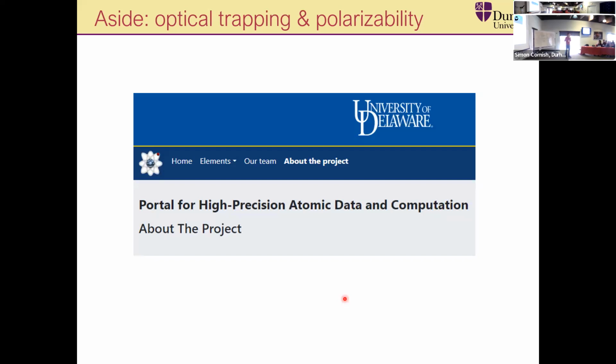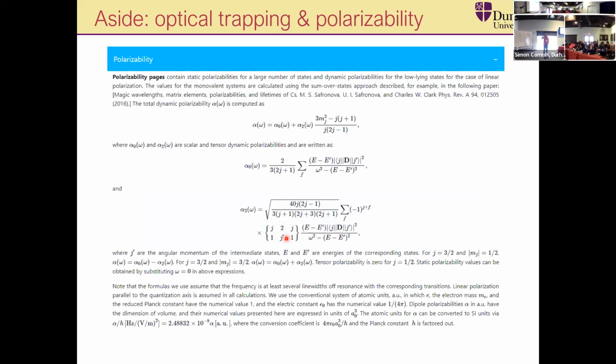If you've not come across this, I want to point people to this. Many people have seen it. It's a nice portal for high precision atomic data and computation. Safronova is behind this, one of the authors. It will explain the polarizability, and they've got notes on polarizability. What you see from this formula is that each transition in the atom contributes to the polarizability, and it depends on how tuned the light is with respect to those transitions.